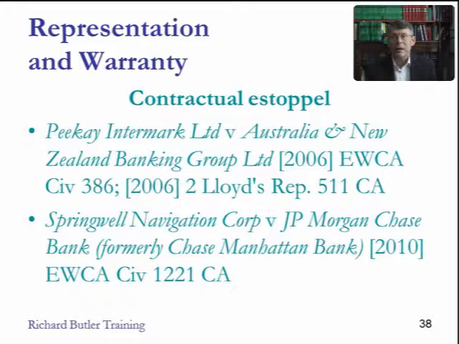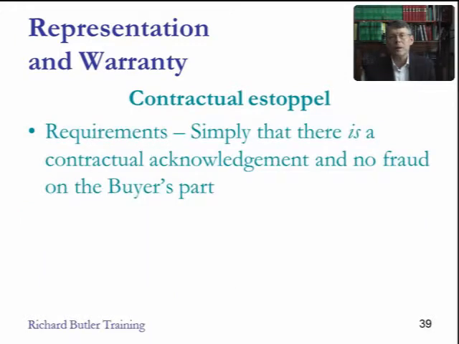However, in at least two decisions, the Court of Appeal has conjured into existence a different type of estoppel, namely that which has come to be known as a contractual estoppel. The two main decisions are PK and Springwell. The requirements for a contractual estoppel are far less demanding for the party in the position of the buyer. In the absence of fraud on the buyer's part, it seems that the estoppel will arise simply from the fact that the acknowledgement features in a contract.